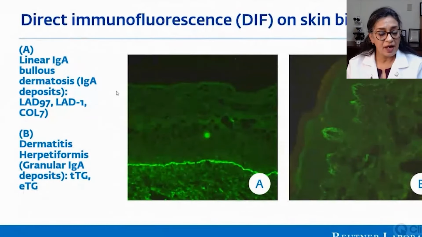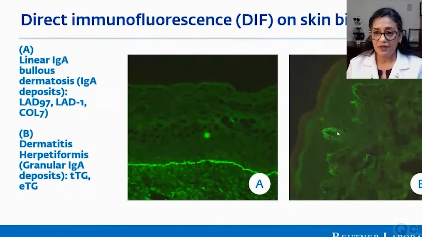So if instead of IgG, we see linear deposits of IgA, it's suggestive of linear IgA bullous dermatosis. And DIF is positive in 80 to 100% of cases of LABD. Linear IgA bullous dermatosis can be drug-induced or it may be idiopathic. And the target antigen has been reported to be LAD97 and LAD1. Both these are ectodomains of BP180. And IgA antibodies to type 7 collagen have also been reported.